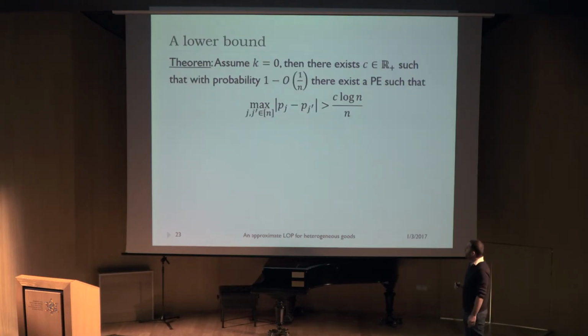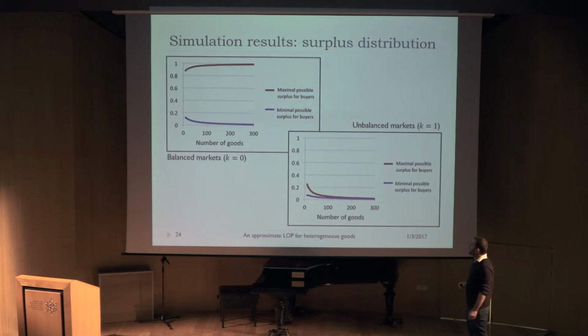Okay, good. Now we can also bound the difference from below. I'm not going to show you how, but I can show you that with high probability, there is a price equilibrium such that there is a difference of at least C log n over n between two prices. So this is the upper bound and the lower bound. Okay, and I promised you something about the surplus. So here's the surplus. If we look at the balanced market, the surplus of the buyers could be as high as that. They can get almost 100% of the surplus.